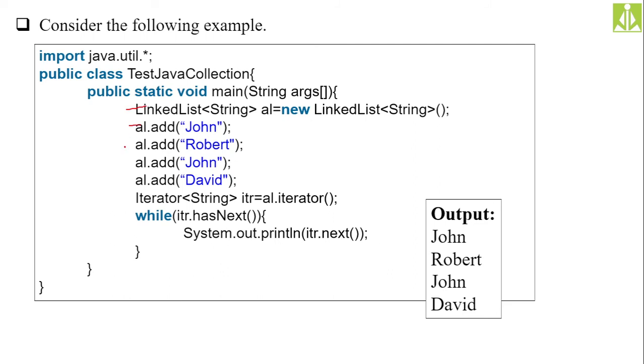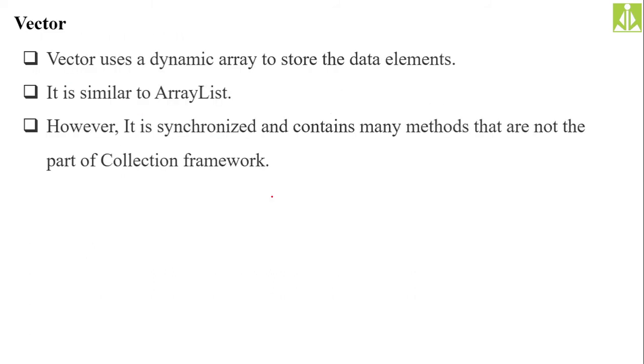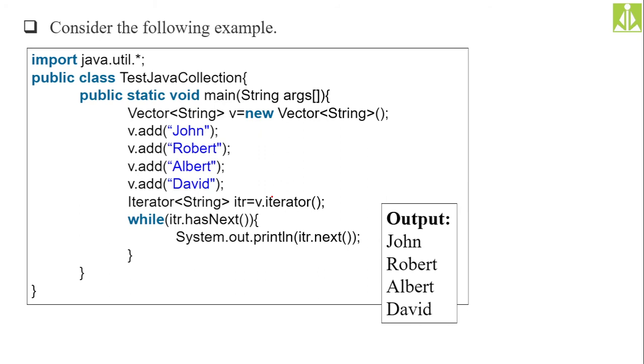So 1 2 3 4 5 6 7 8 9. In 9 lines of code, the complete creation of the linked list is over, storing the elements is over, and printing the elements is also over. Creation we performed, insertion we performed, and traversal also we performed. Okay, hopefully you understood.